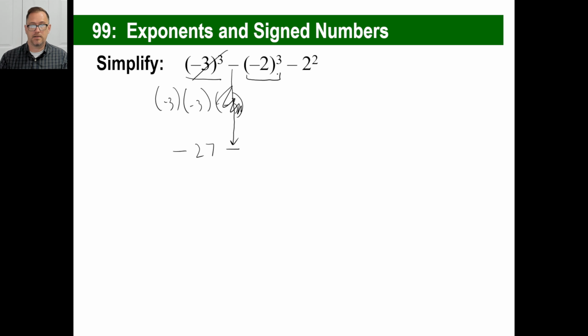Okay, then we can do this again if you want to. You can go negative 2 times negative 2 times negative 2. Just leave it there for a second. And then the opposite of 2 squared, which is the opposite of 4. Boom.